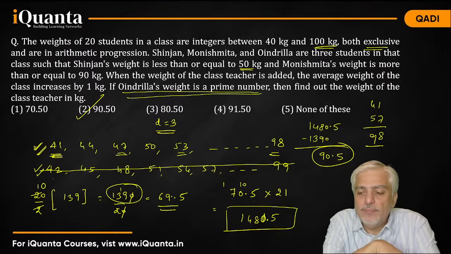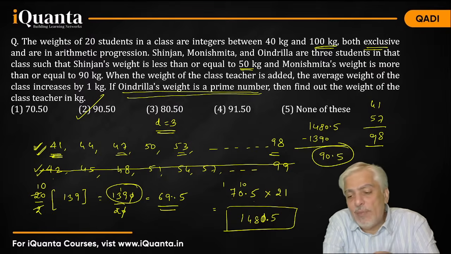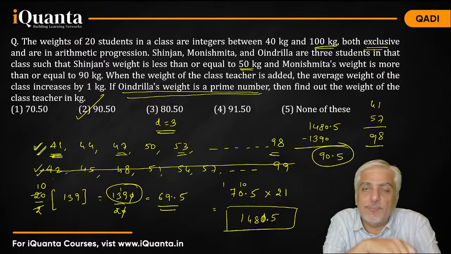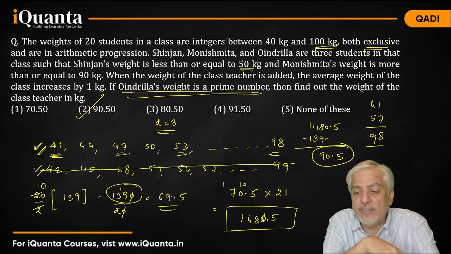Everybody clear? Standard average question, but they added a little AP, a little decimals, a prime number as well. Everything was there.